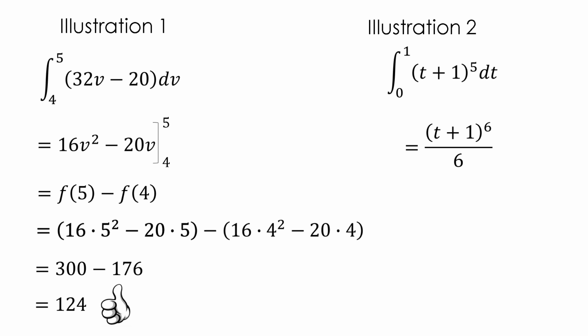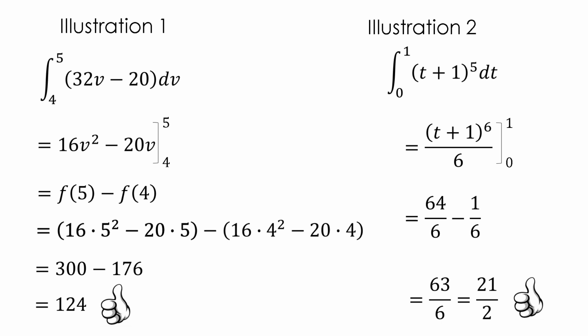The integral from 0 to 1 of the quantity t plus 1 raised to 5 dt is equal to the quantity t plus 1 raised to 6 over 6 with limits from 0 to 1. Evaluating, we get 64 over 6 minus 1 over 6. Simplifying, we get 63 over 6, which is equivalent to 21 over 2.